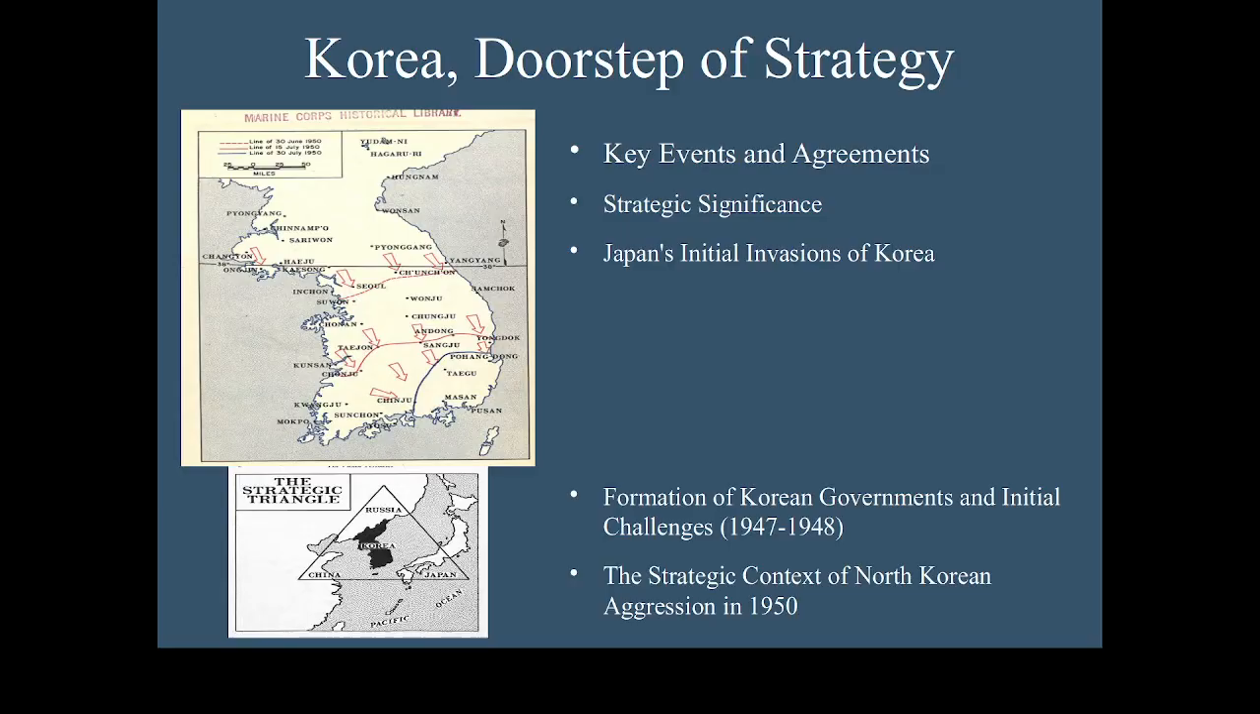Chapter 1 is called Korea, Doorstep of Strategy. Background, shouldn't shock anybody: there's a civil war in Korea. So why? Well, it's the post-war order we've talked about in class. Funny enough, 2 or 3 of these guys won World War II. China and Russia are victorious treaty signers of World War II.